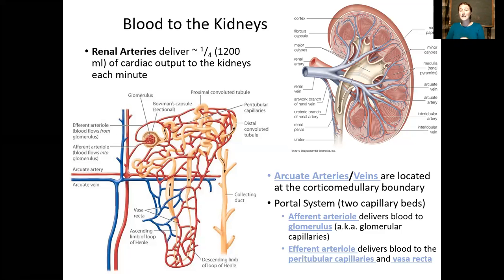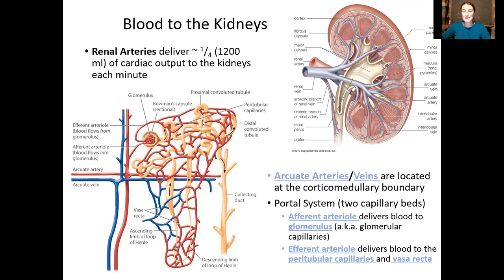Efferent for exiting, it's going away. What is it going away from? It's going away from the glomerulus. So just a little bit of a different terminology here than we're used to. Afferent arteriole going to the first capillary bed, efferent arteriole leaving the first capillary bed and delivering blood to the second capillary bed. And so we can see that the second capillary bed is much larger and it actually covers and kind of weaves around this funny little yellow tube here.